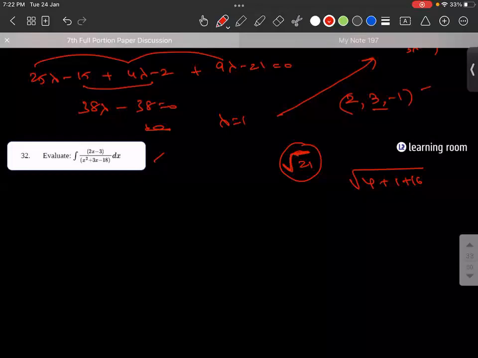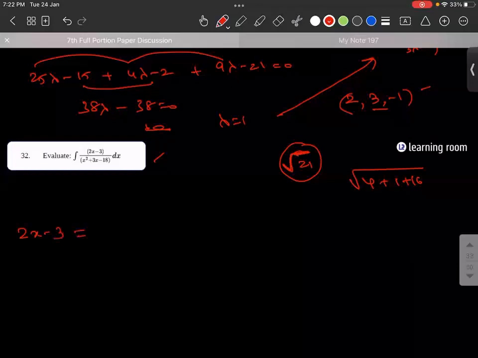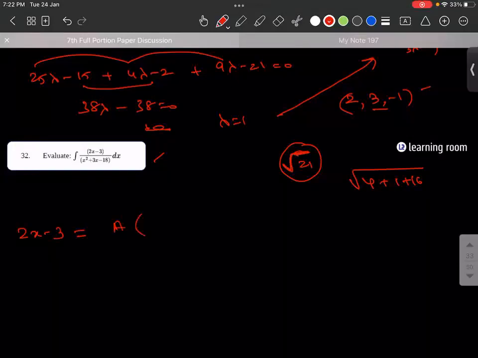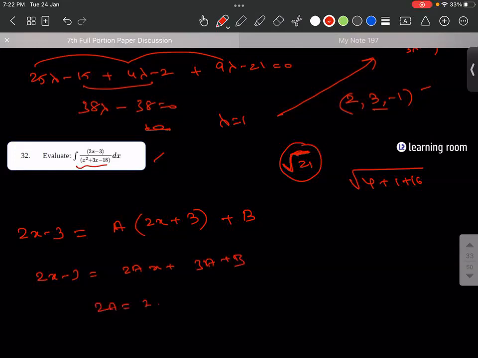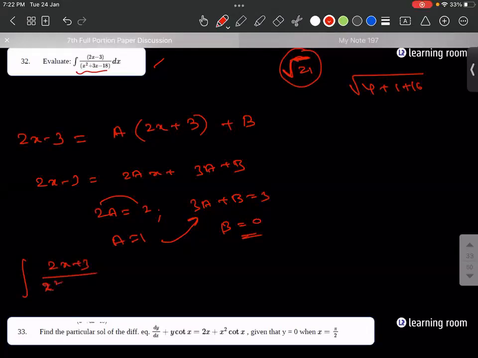So evaluate this integral. What will we have? 2x minus 3 is equal to a into derivative of the denominator, that is 2x plus 3, plus b. So 2x minus 3 is equal to 2ax plus 3a plus b. So 2a is 2, 3a plus b is minus 3. So a is 1. When you substitute it here, b will be equal to 0. So a is 1, b is 0. Now what will be the expression? a into 2x plus 3 divided by x square plus 3x minus 18 times dx.